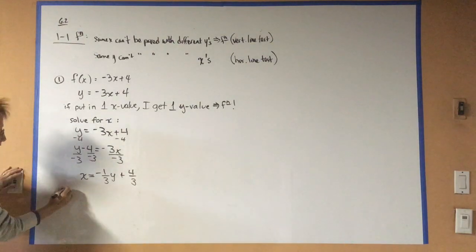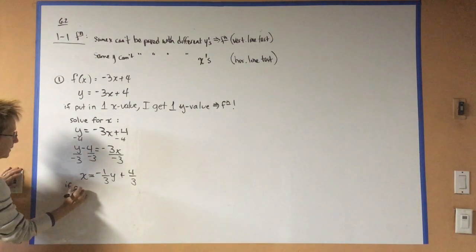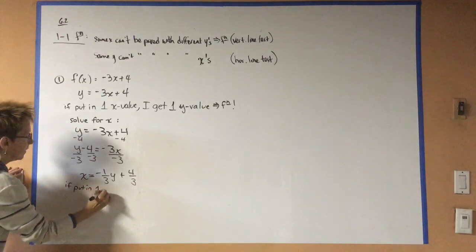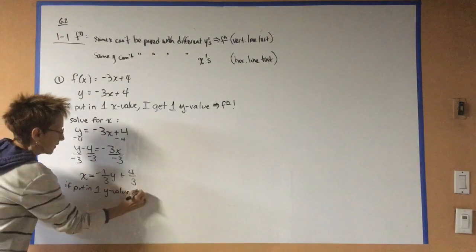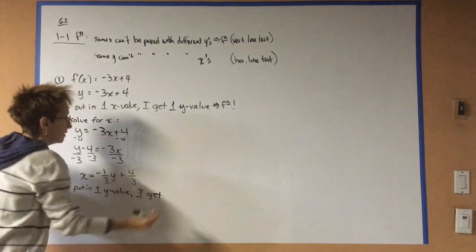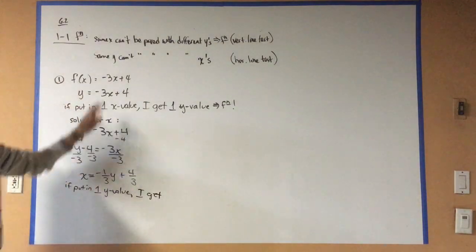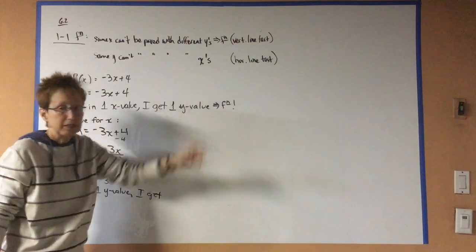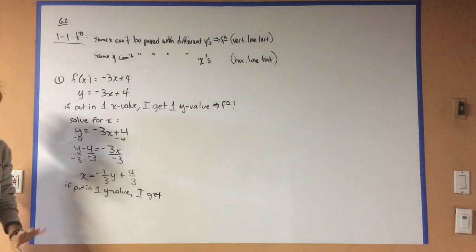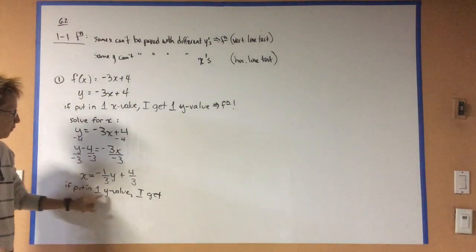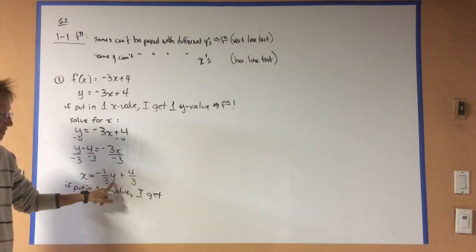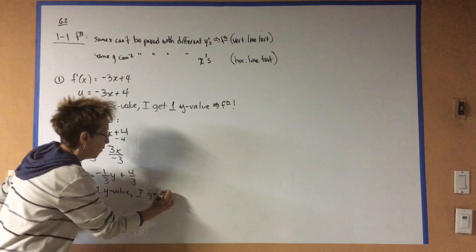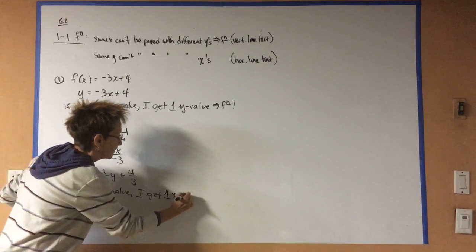So now, if I put in one y value, in other words, I'm looking at input, I get how many x values? I'm trying to put in a y and see if I'm going to get more than one x, because if I do, it's not one-to-one. So if I put in one y value here, how many answers will I get for x? Exactly one. I get one x value.